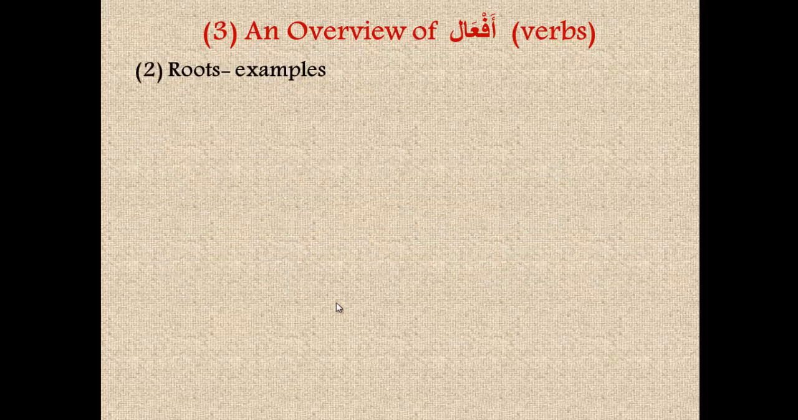Now I want to show you by example how the root system functions in Arabic so you get a better feel for how words are derived from their basic building blocks. So here we have a set of words. We have salam, Islam, salim, Muslim, and istalama.